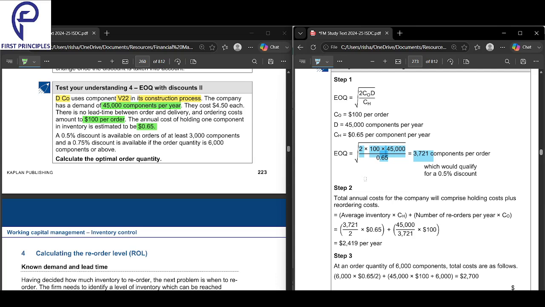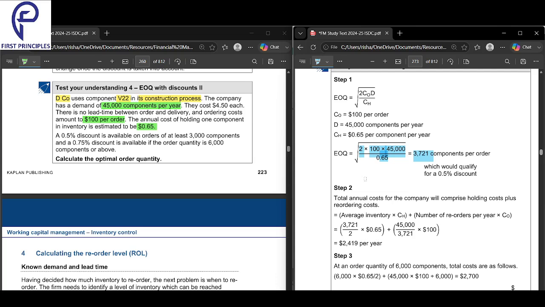That means if you order 3,721 units every time, in that case what happens is your ordering cost and your holding cost is at the lowest. So every time we place an order with the supplier, how much should we place? 3,721. Because if we place this much, our ordering cost and holding cost will be minimal. If we order more than this, ordering cost and holding cost will be more. But if you order this much, ordering and holding cost will be minimal.